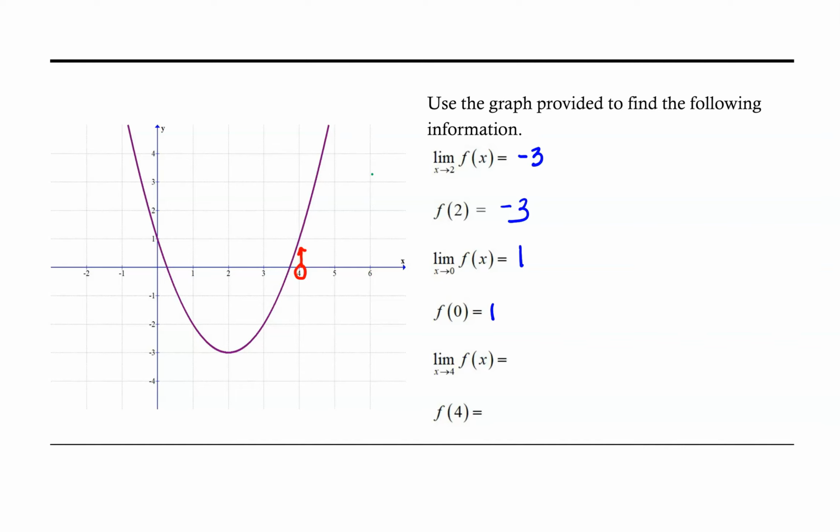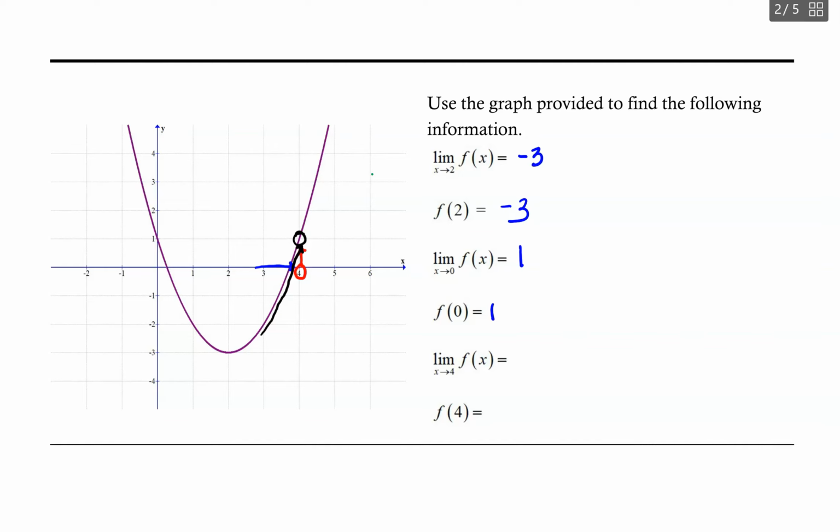So taking x values from the left, so increasing towards 4, we look to see what is happening with our graph and the function values. And we can see that these function values are increasing, increasing, increasing until we get really, really close to 4. So it looks like that limit from the left is equal to 1.